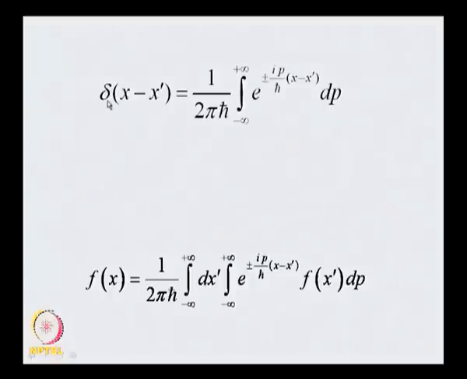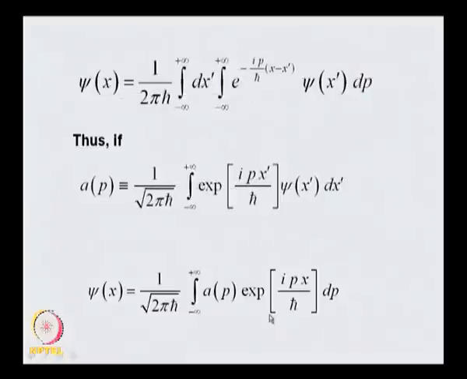So, this is again the integral representation of the delta function, and because of the delta function, f of x is equal to the integral of delta of x minus x prime times f of x prime. So, I substitute it here and I will get this as f of x.